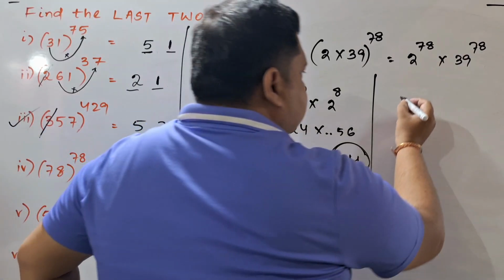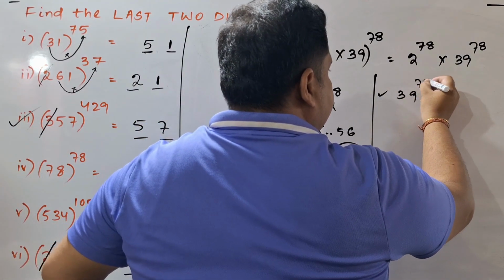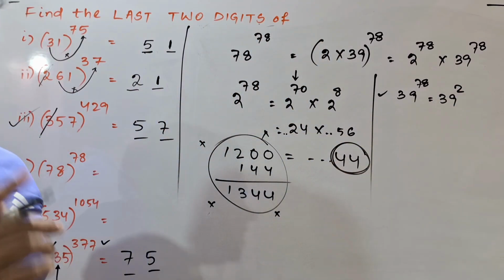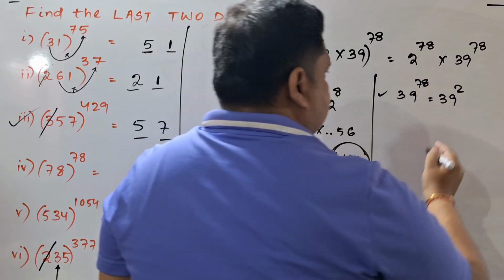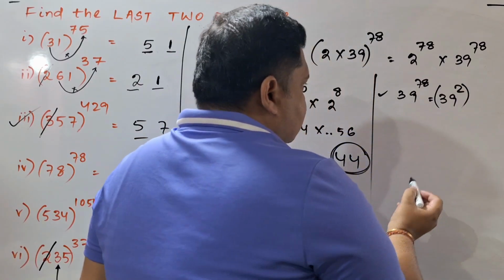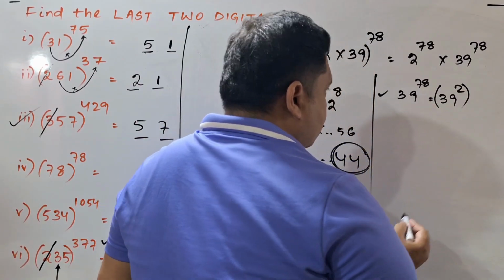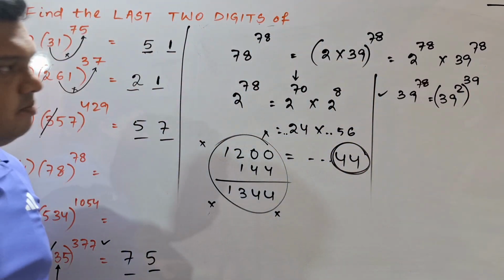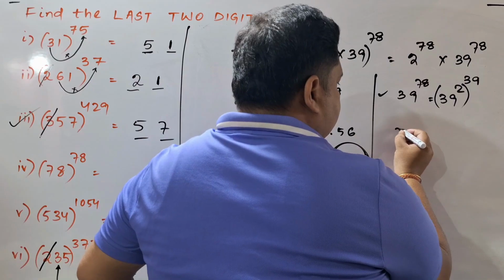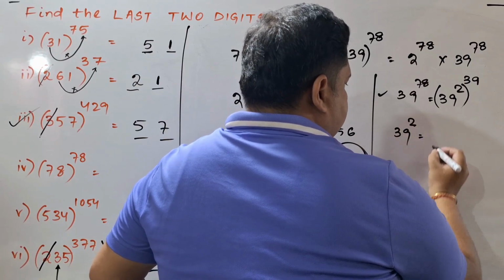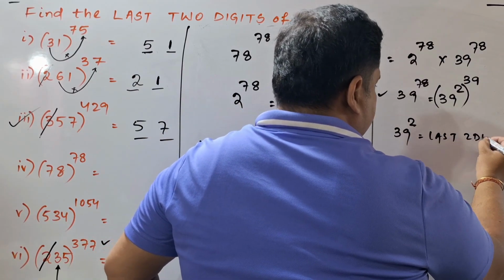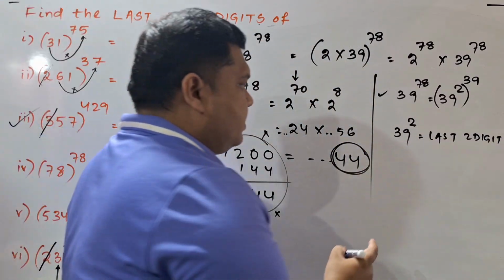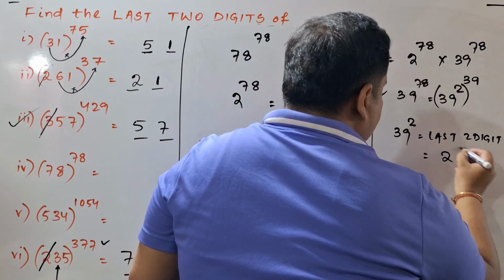Now how to solve 39 to the power 78? This can be written as 39 square, because you know 9 square will give you 81. So 39 square, and power is how much? Just divide this number by 2. 39 into 2 is 78. What is the last two digit of 39 square? You know 39 is close to 50, gap is 11. 11 square is 121. So this is 21.